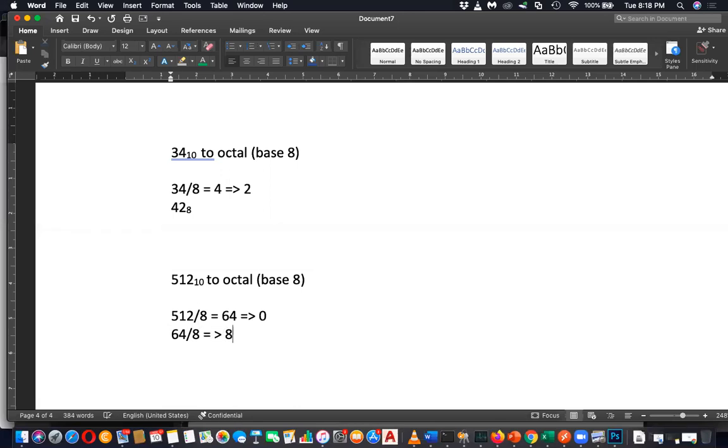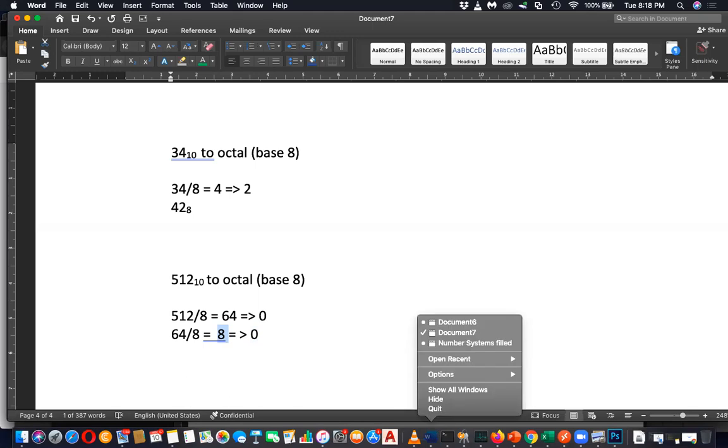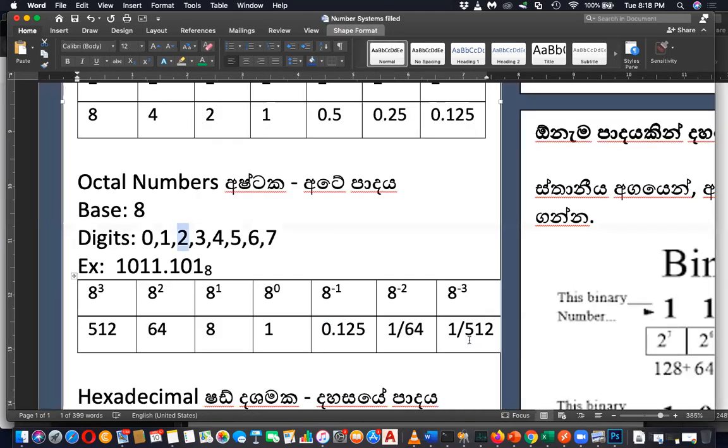Yeah, it is 8. 8, remainder again 0. 0. So are these valid numbers? 0 is a valid number. 8, is it a valid octal? No. 8 is not a valid octal.